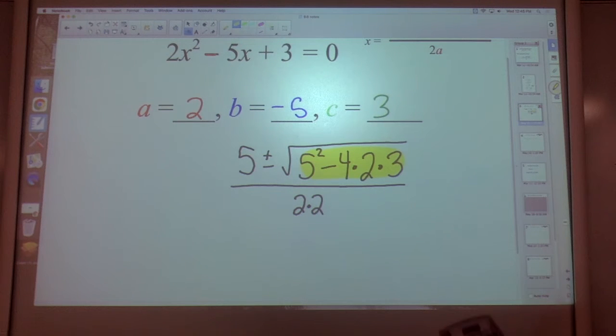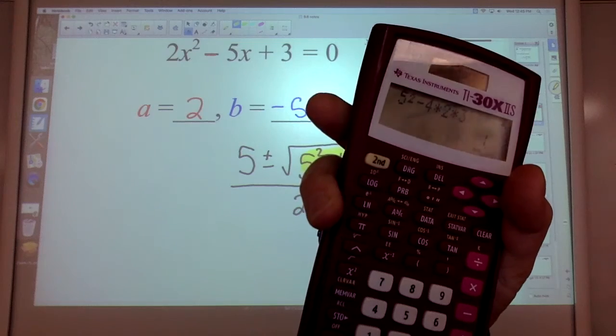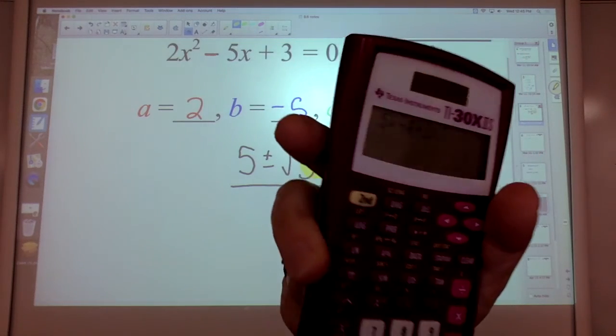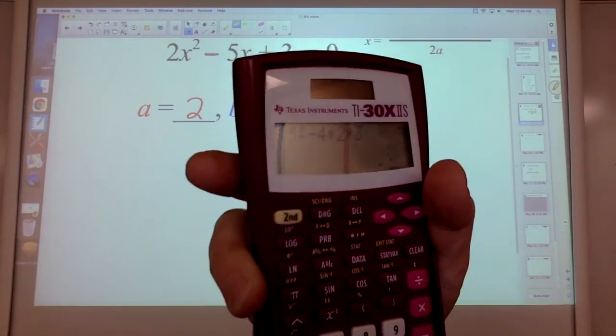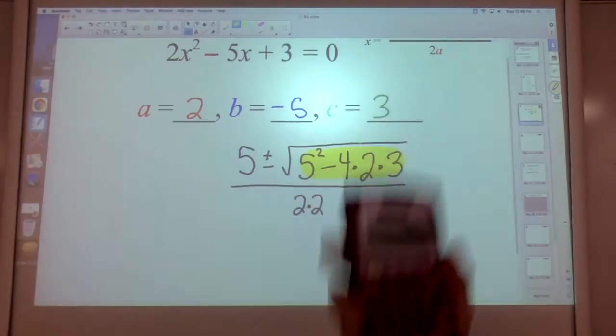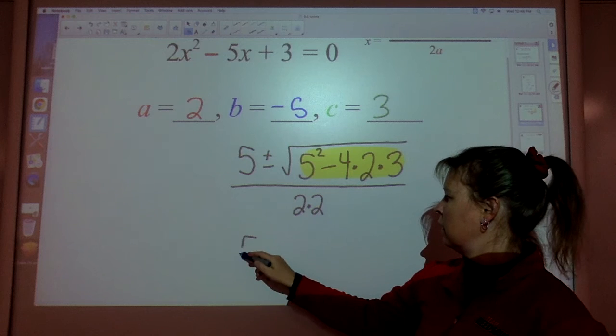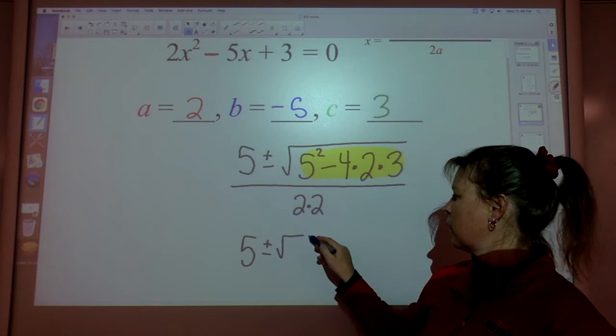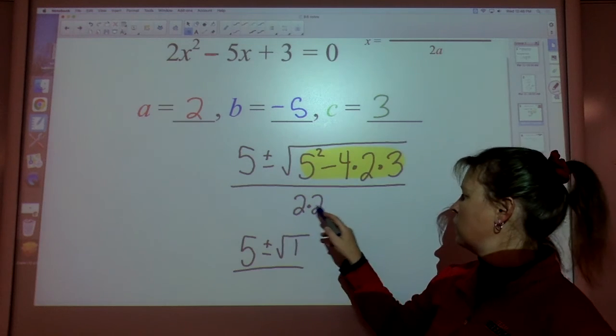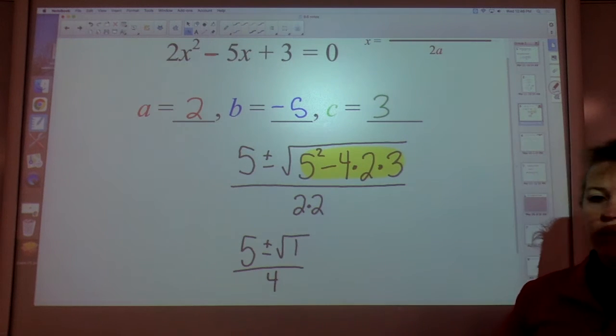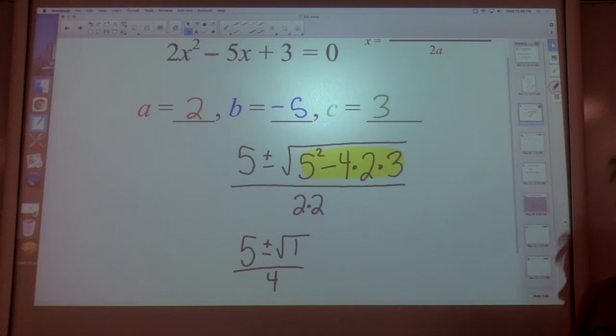And I know a lot of times you guys just wait for me to do it for you, but you should double check and see if you can type that properly on your calculator. If you can see the glare, x equals 1. So we have 5 plus or minus the square root of 1, and 2 times 2 is 4. But I think everybody's okay with the idea that the square root of 1 is 1.